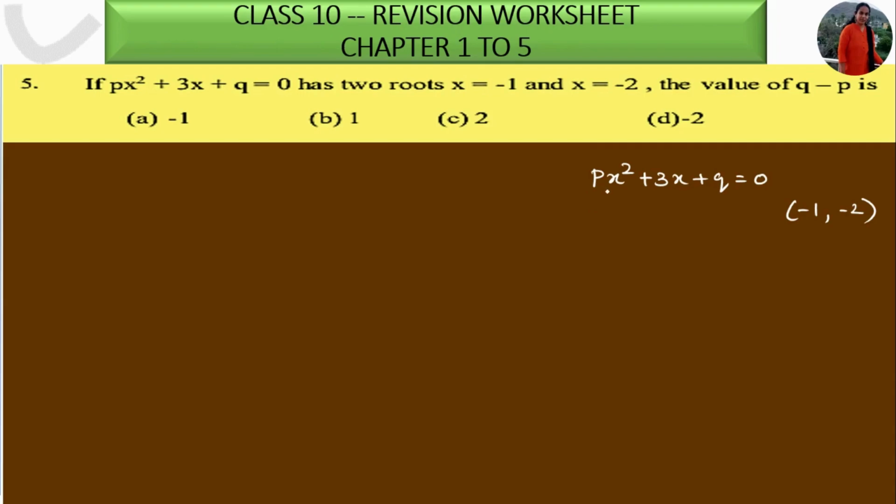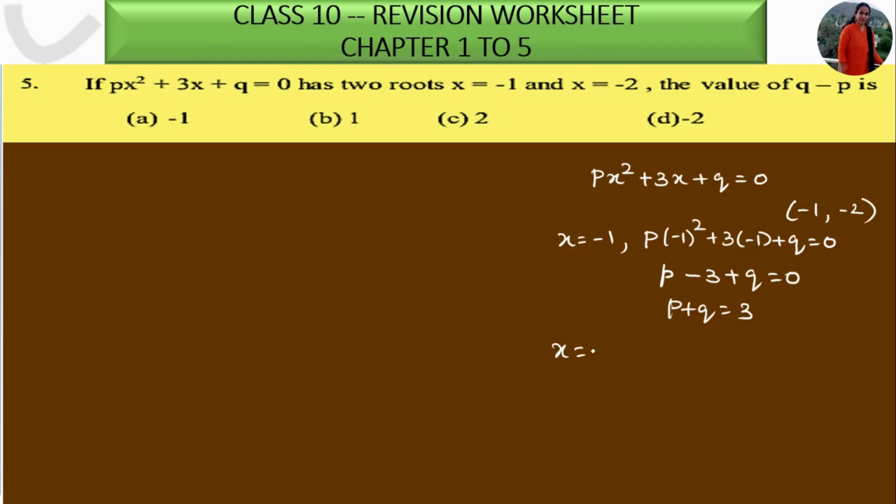So let us substitute the value. X is equal to minus 1 here. So it is p into minus 1 whole square plus 3 into minus 1 plus q is equal to 0. What is minus 1 whole square? It is plus 1. So plus 1 into p will get p. So here 3 into minus 1, it is minus 3 plus q equal to 0. So we get p plus q is equal to 3.